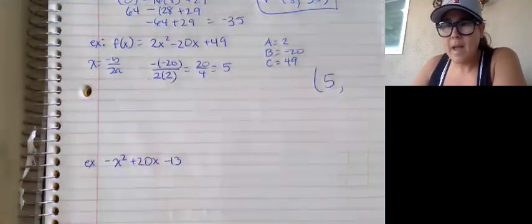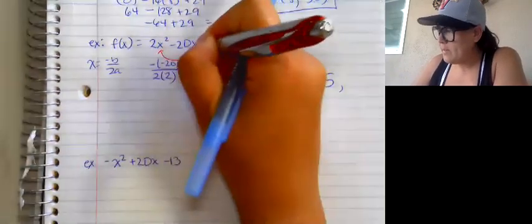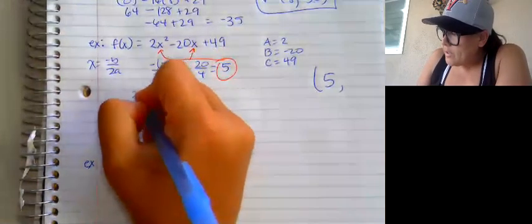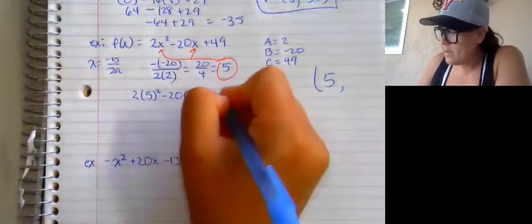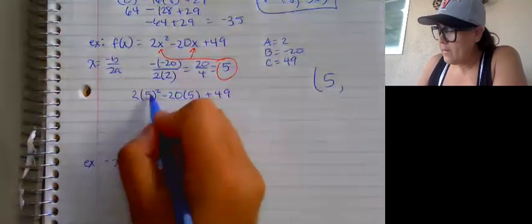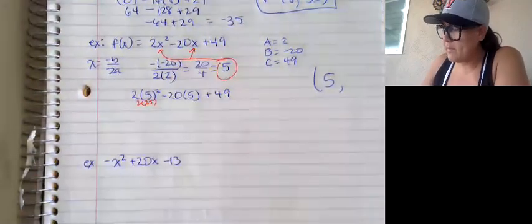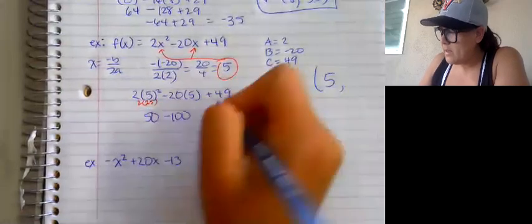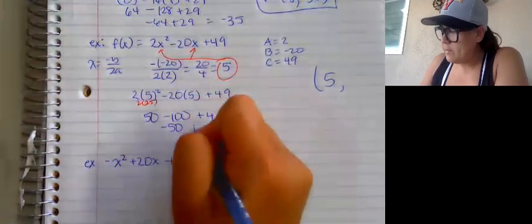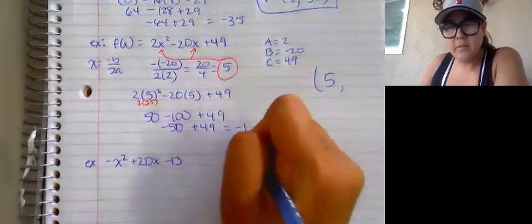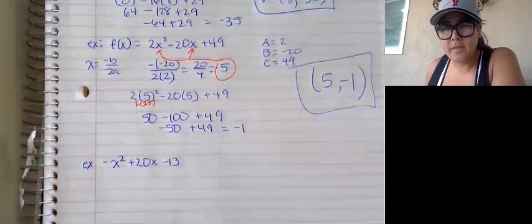So half of it's done. Let's plug it back in. Take that 5, plug it in there, plug it in there. I've got 2 times 5 squared minus 20 times 5 plus 49. Okay. 5 squared is 25. We know that's 25 times 2. So that's going to give me 50 minus 100 plus 49. And then I've got negative 50 plus 49, and that is going to equal negative 1. So my vertex is 5, negative 1. And there's your vertex for that.